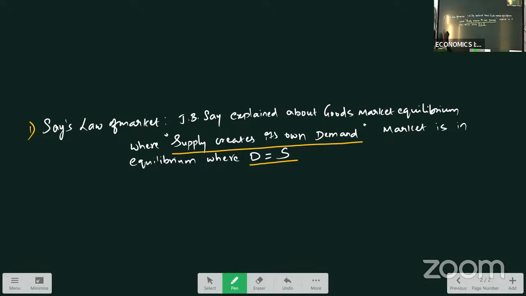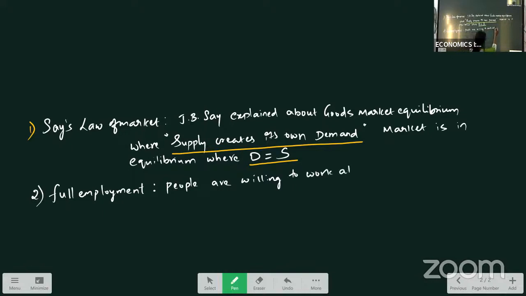Next question you have. Full employment. Only the important questions I'm explaining here, not all the questions. These questions you prepare, that is more than enough. Full employment. People are willing to work at the existing wage rate. In the country, people are willing to work at the existing wage rate. In the economy, this concept is called full employment. So generally, full employment means what? When the people are willing to work at the existing wage rate, that is called full employment.